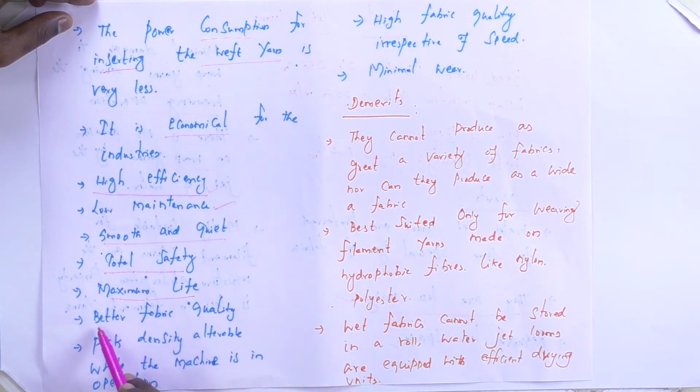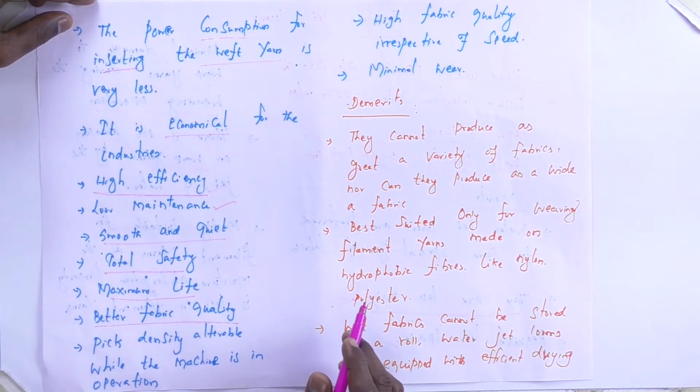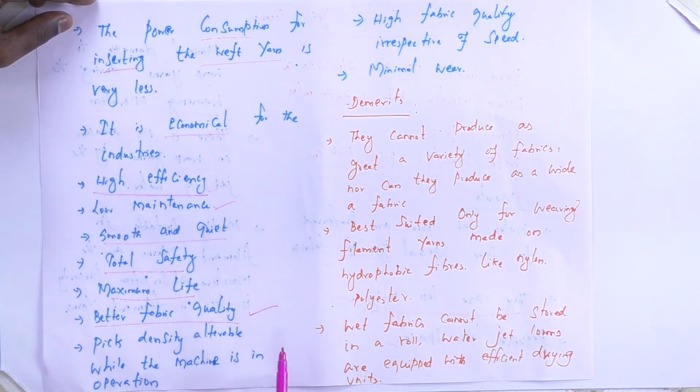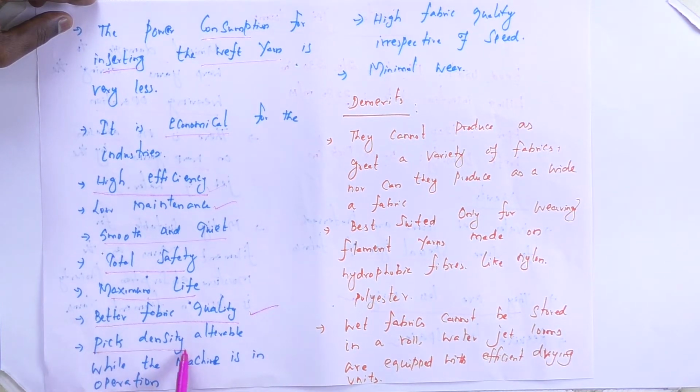The better fabric quality: the insertion of weft by water jet improves the quality of the fabric, so the abrasion is completely eliminated, so the warp quality is improved. Almost all the quality parameters are improved in water jet looms. The pick density is alterable while the machine is in operation. The density of the pick can be changed even during the working time.